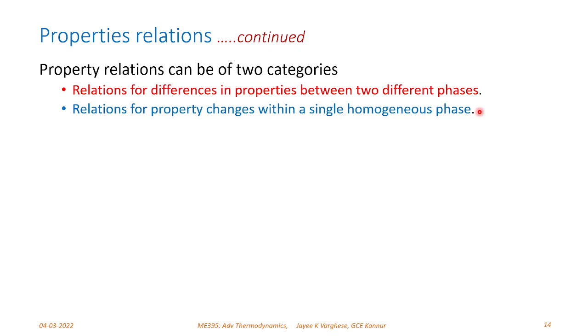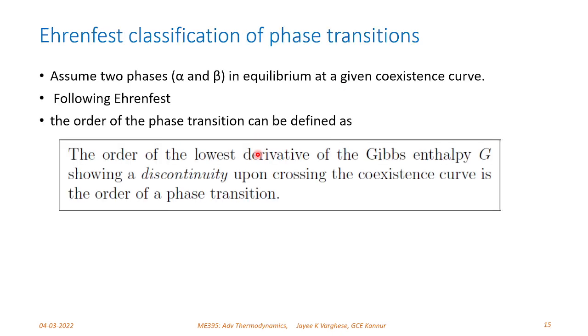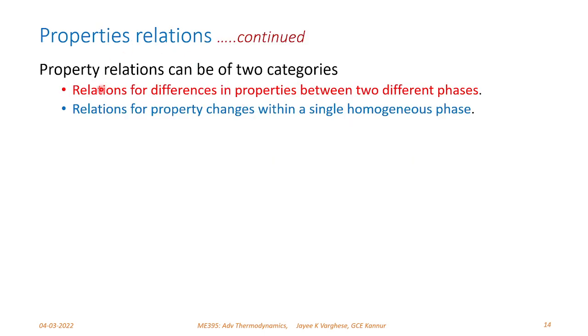So now if you analyze the different properties relations, we can see that some of the properties will come under the first category and some property relations come under the second category. So we will see the important properties relations in each of the cases. Now, the first category is the relations for differences in the properties between two different phases, like during melting or vaporization, etc.